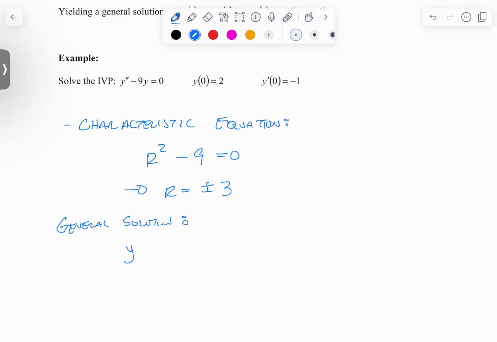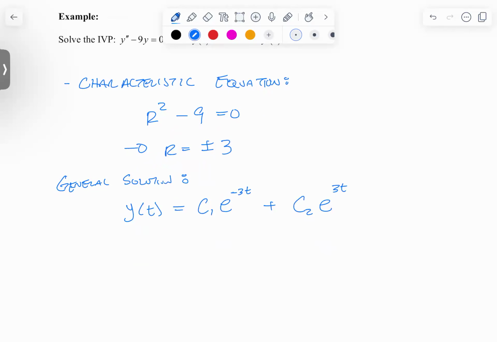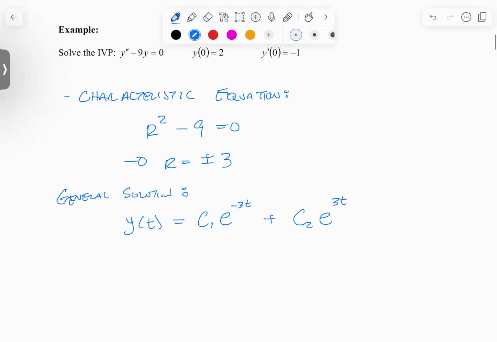The general solution then, y of t, using that principle of superposition, becomes C1 e to the negative 3t plus C2 e to the positive 3t. Now we do have multiple constants, so that's important to note. So we can get to our general solution that fast. Then the IVP is the only other part we need to do.